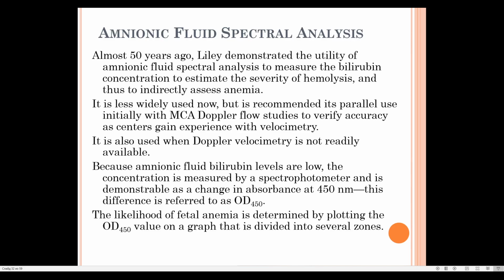And because amniotic fluid bilirubin levels are low, the concentration is measured by a spectrophotometer and is demonstrable as a change in absorbance at 450 nanometers light. This difference is referred to as optical density 450 indexed. The likelihood of fetal anemia is determined by plotting the optical density indexed 450 value on a graph that is divided into several zones.